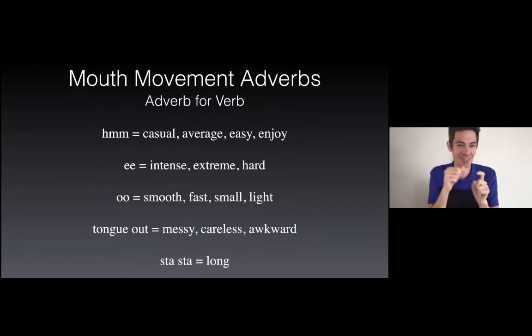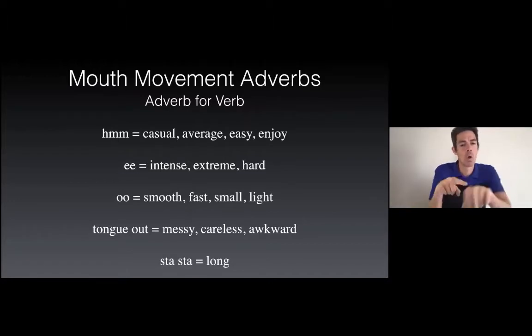It's actually better if I show you the pictures and not word-based. When I teach ASL, the fast way is using this face, okay? It's just your everyday, easy, casual. Next, this E face, as you're looking at my face, means it's intense, it's extreme, it's hard. This ooh face is smooth. You can use it for fast. You can use that for small, pretty, light. This tongue out face is messy, careless, awkward.